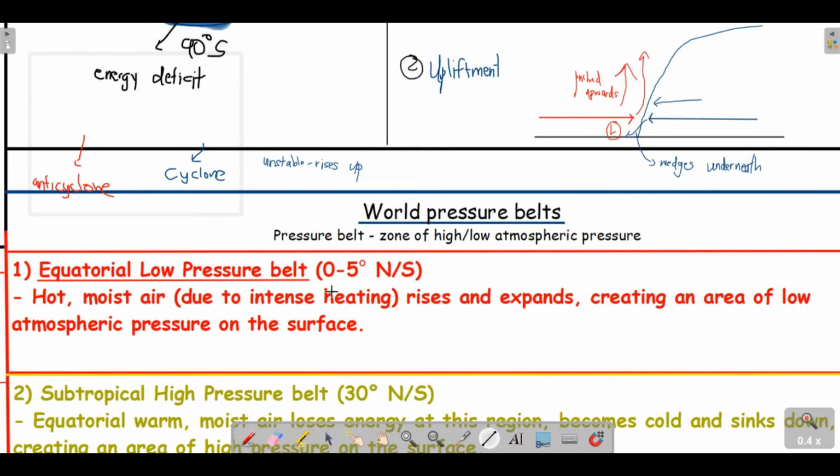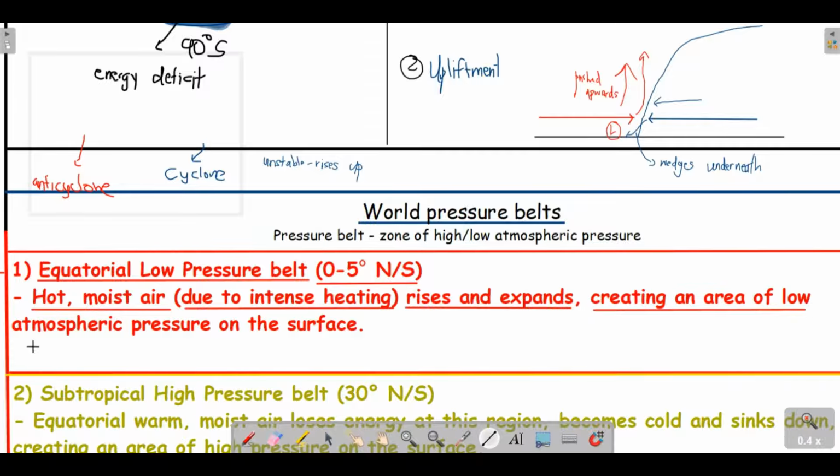And this is located, that is its location, between 0 and 5 degrees north or south of the equator. And how is this equatorial low pressure belt formed? Well, hot, moist air. We have hot, moist air, and that hot, moist air exists due to intense heating, due to a lot of insolation received. So the hot, moist air rises and expands.